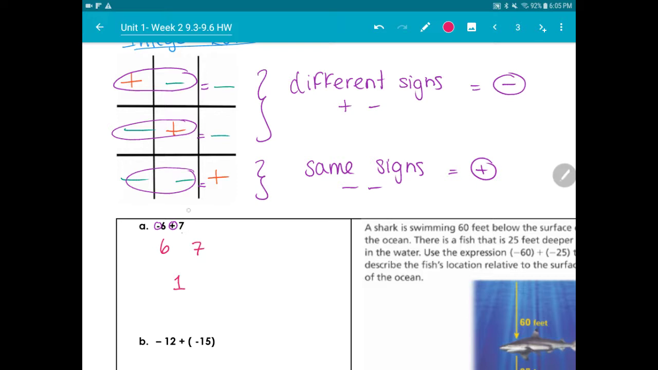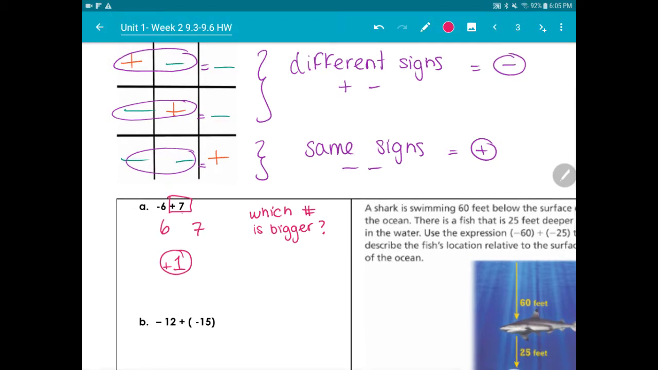Now, if I want to figure out what sign it is, I need to look at which number is bigger. So the number that was bigger was the 7, so that means my answer is going to be positive. Okay, let's look at the second one.